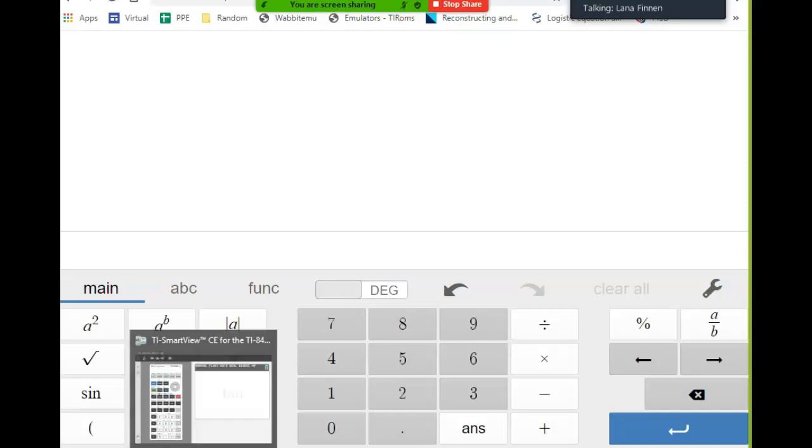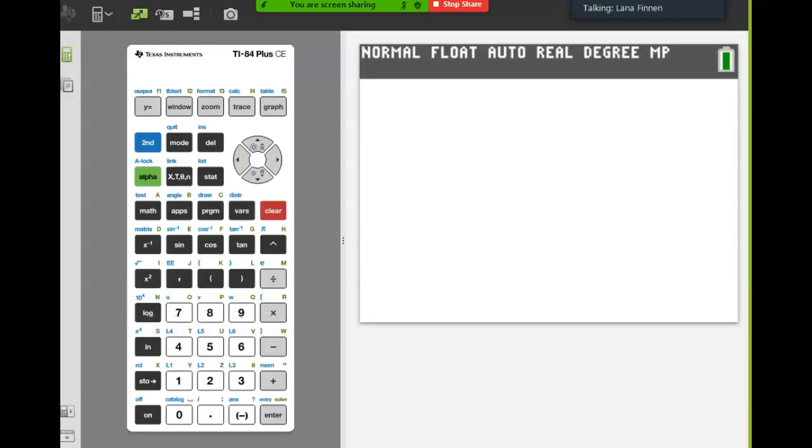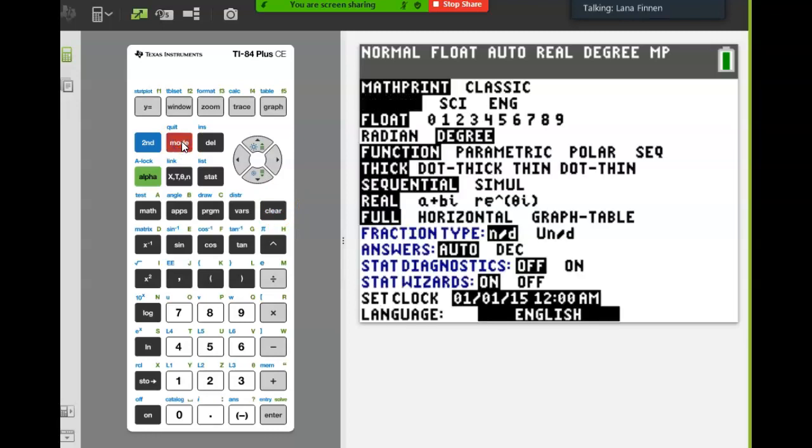If you are using an 84 of some sort, then it's under mode. When it's cleared, the default is usually radians on any calculator. I was surprised that on Delta Math and Desmos the default is degree, because I don't remember changing it. But to get to mode on the 84s or 83s, you hit mode, go down, make sure degree is highlighted, and then get out of that.